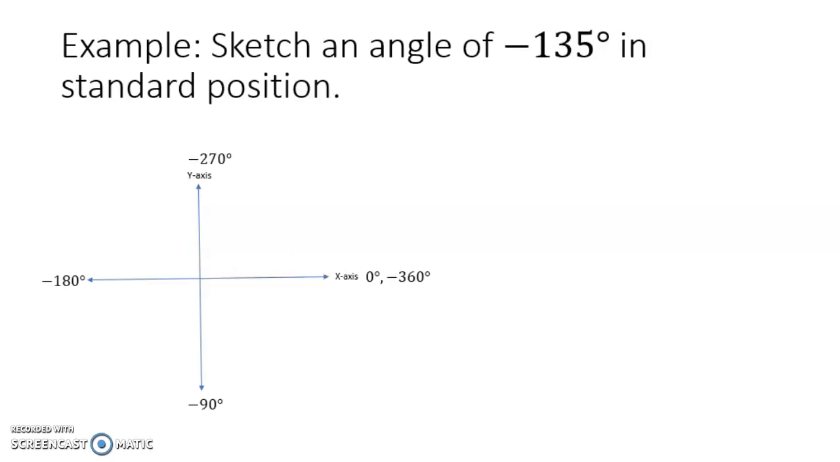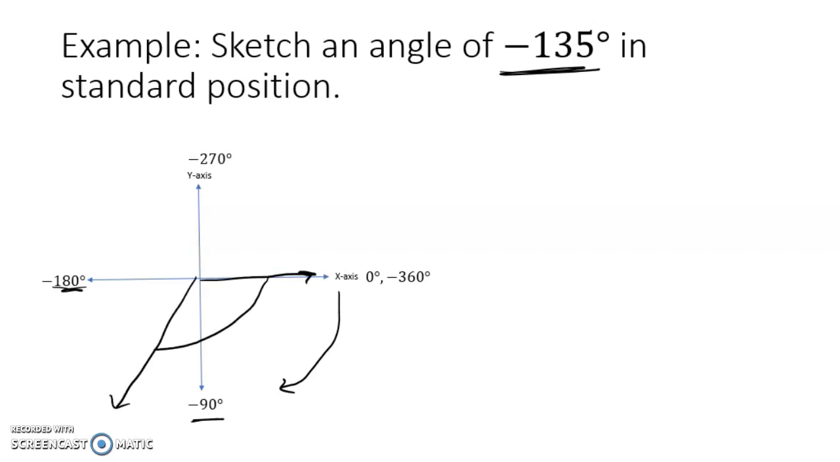Okay, sketch negative 135 degrees in standard position. So again, I'm going to start with positive x, but now that it's negative, I'm going to go clockwise, so I'm going to go this direction. If I went here, that'd be negative 90. If I went all the way over here, that'd be negative 180. So it's somewhere in this quadrant right here. So it should be about right there. This would be negative 135 degrees.